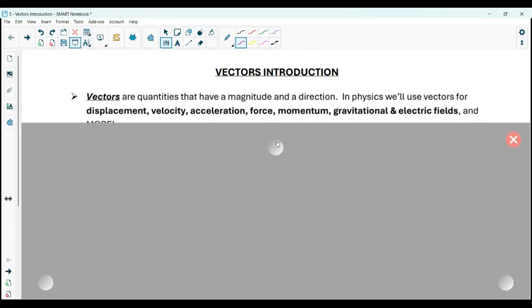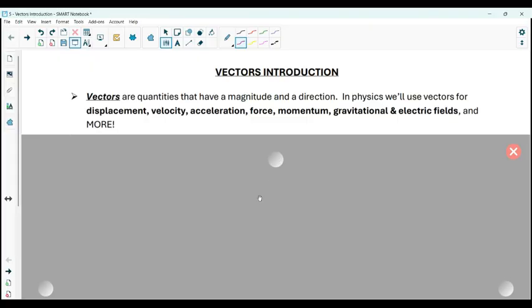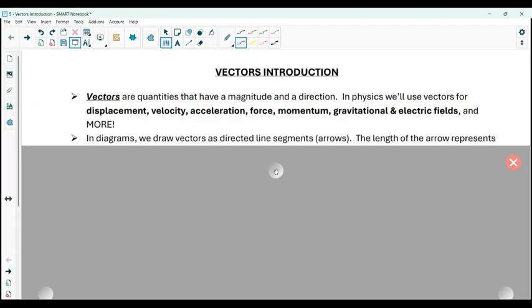First of all, vectors, as we've talked about before, are things that have magnitude and direction. That means they have an amount and a direction. We're going to use them for lots of stuff like I just mentioned: displacement, velocity, acceleration, force, momentum, gravitational and electric fields, and more. They keep coming up over and over again.